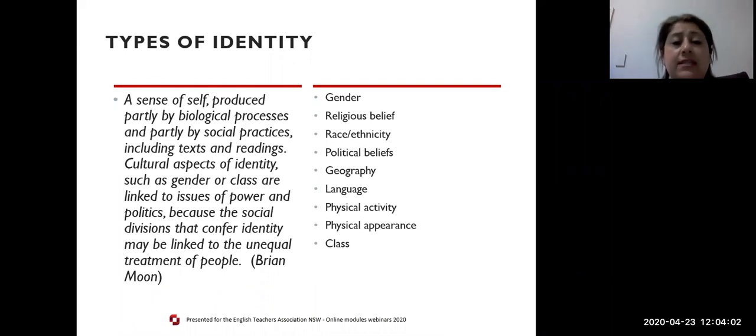Okay, in terms of identity, well, you can see that your identity can be made up of lots of different things. So when you view The Castle, think about how gender can frame that, or not so much religious belief in The Castle, but race and ethnicity is definitely there, as is political beliefs, geography, and physical activity and class. They're big types of identity, and they're the kinds of social markers that you look at when you're looking at how Australian identity has been created in this text.